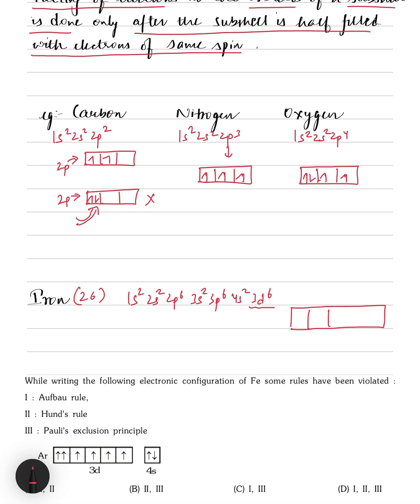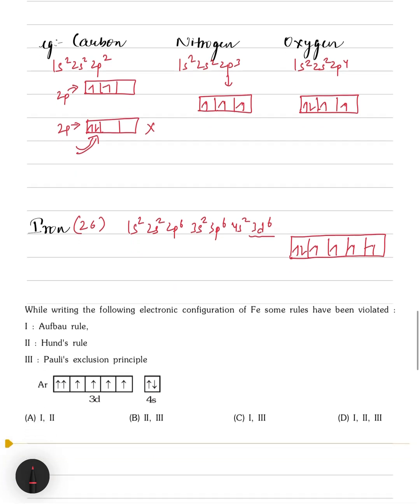Again, by following Hund's rule, the d subshell has 5 orbitals, so all the orbitals are first filled with a single electron of same spin. Now it is half filled. We have 1 electron left, so we do the pairing now. Now one of the d orbitals is paired. This is how we do the configuration by using Hund's rule.